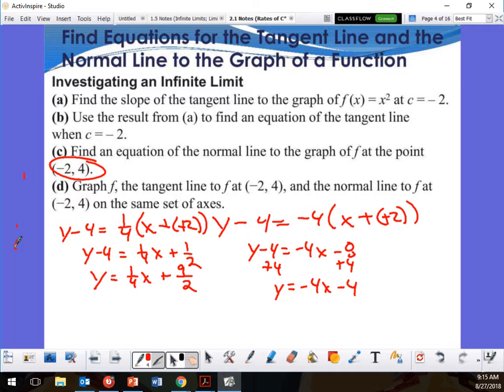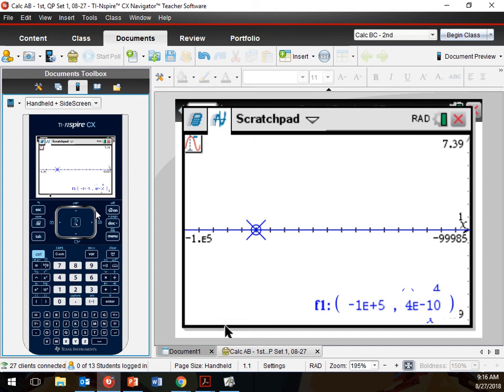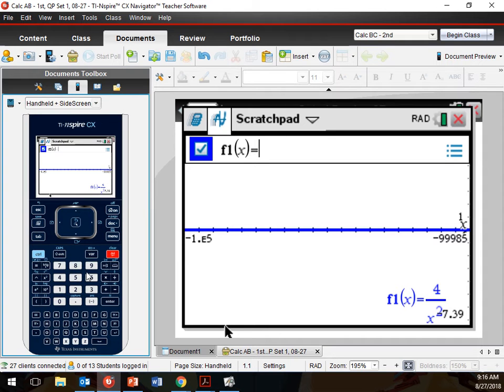D, graph F. The tangent line to F at those points, and the normal line to F at those points on the same set of axes. So, you guys are going to graph them. So, handy dandy calculator, right? So my first one was negative 4x minus 4? Yeah.